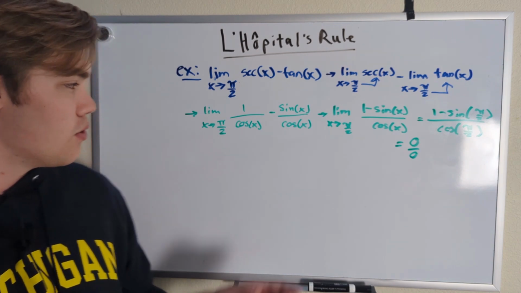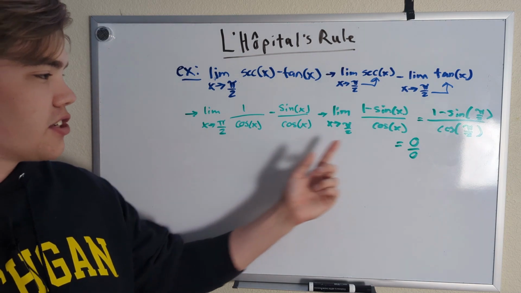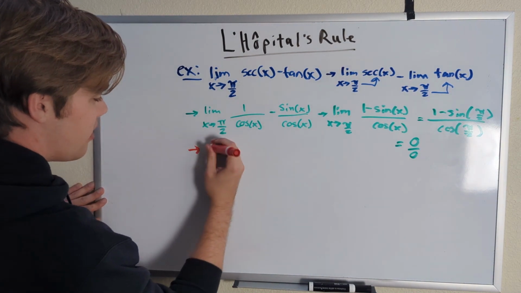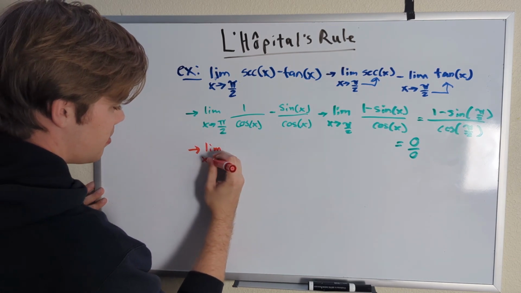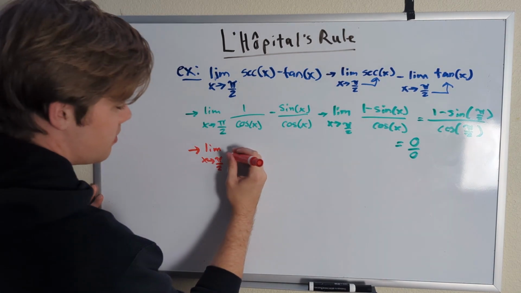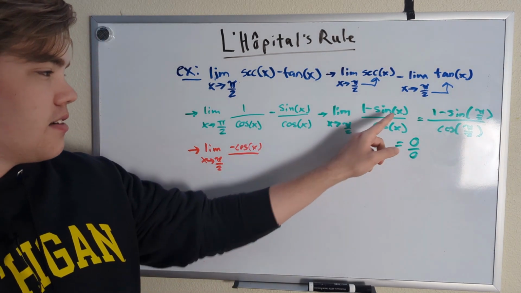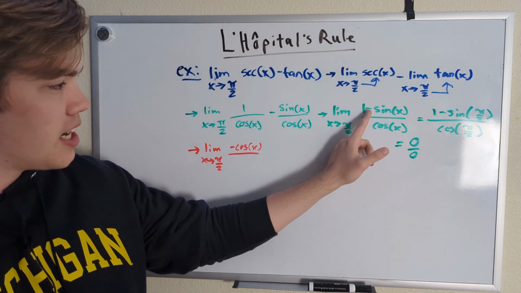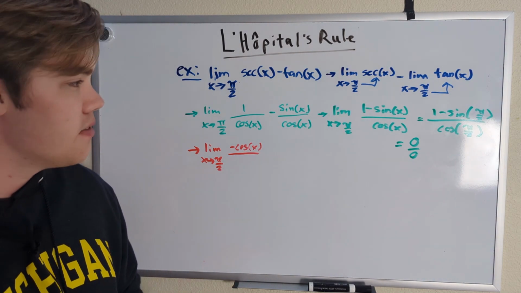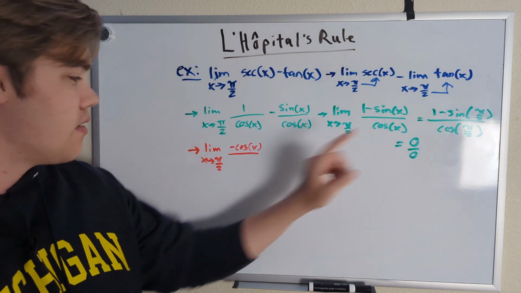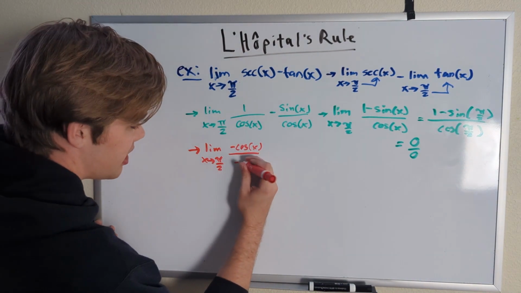So let's use L'Hopital's rule. We just need to take the derivative of this function, or more specifically this function, since we can combine those denominators. Doing that, we now have the limit as x approaches pi over 2 of negative cosine of x. Remember, the derivative of sine of x is cosine of x, but since we're subtracting, it'll be negative. We have to tack on that negative. And the derivative of a constant such as 1 is always 0. And the derivative of cosine of x is negative sine of x.